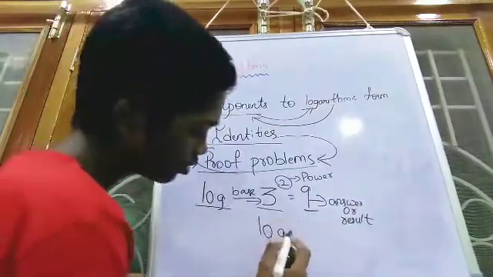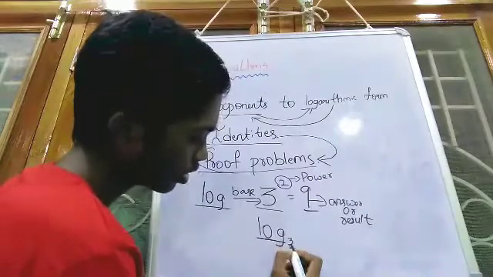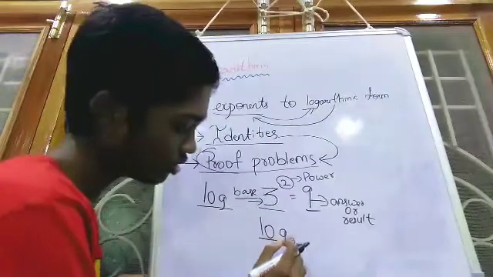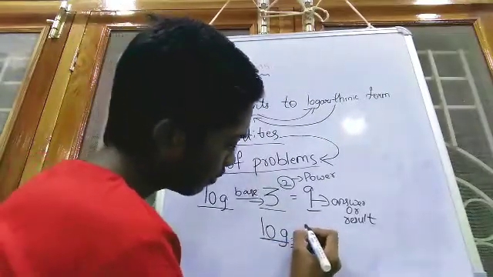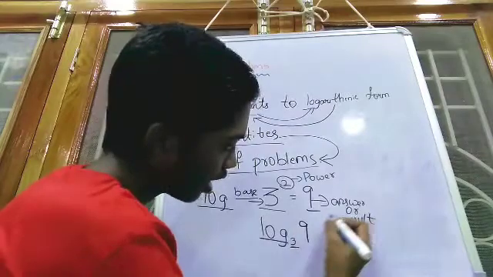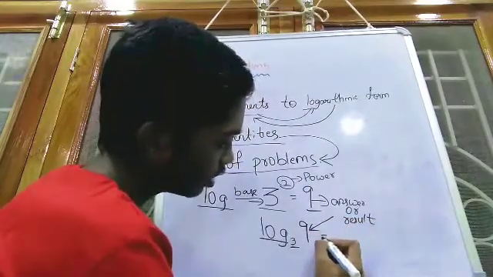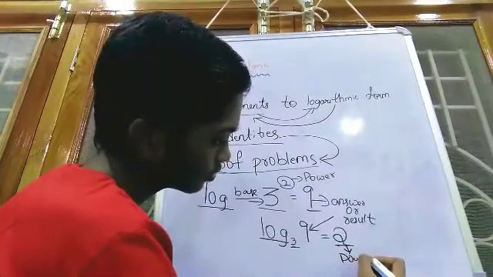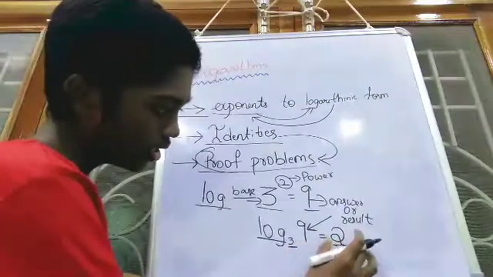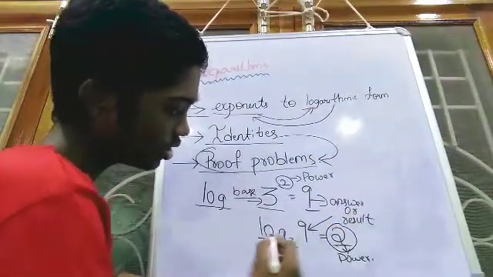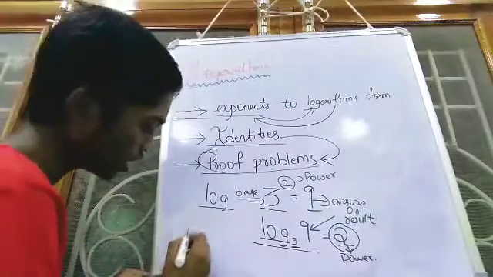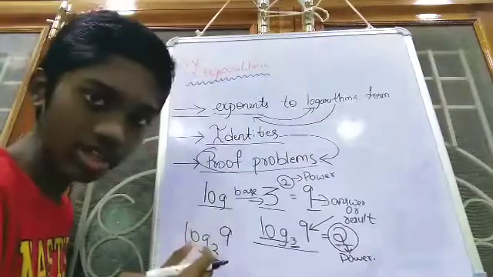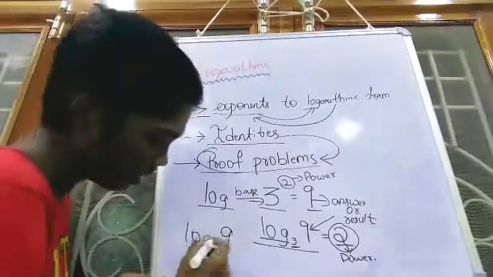So first we have to write the log, next we have to write the 3, log to the base 3, and here we have to write 9. The result or answer that will come here is equal to 2, this is the power. The power will come here. This is the answer of this logarithm question. If they ask the question as log 9 to the base 3, here we are saying to the base 3. Base 3 means 3 is the base.